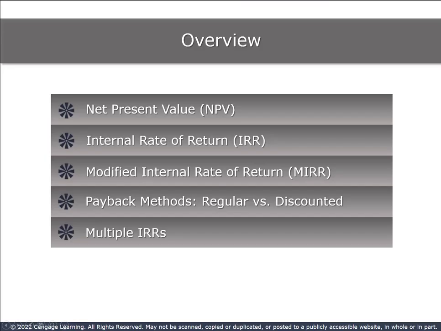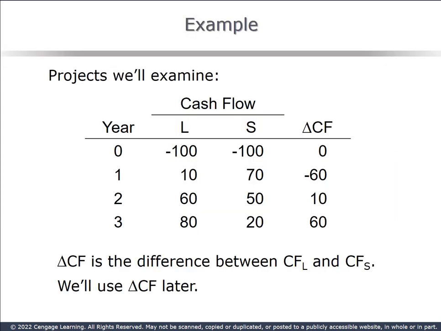Continuing our coverage of the mechanics of capital budgeting, we look at 3 remaining metrics and their usage: modified internal rate of return, regular payback, and discounted payback. Here are the 2 sample projects we're using to demonstrate the various methods.